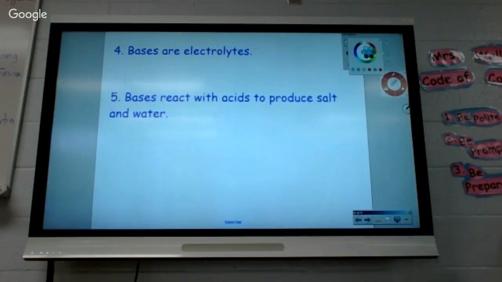All right, bases are electrolytes, and bases react with acids to produce a salt and water. So the only two that are different are 1 and 2. Okay? Questions? Now, we need to talk about the pH scale, but the numbers are not the important part. We need to talk about the ions. And then we'll pretty much be out of time. And then we're going to spend what we can over the next 3 days reviewing and see what you know and don't know.